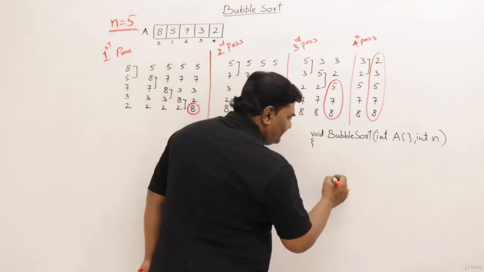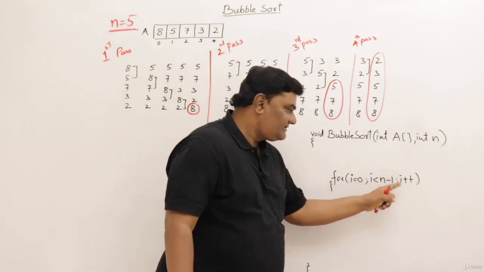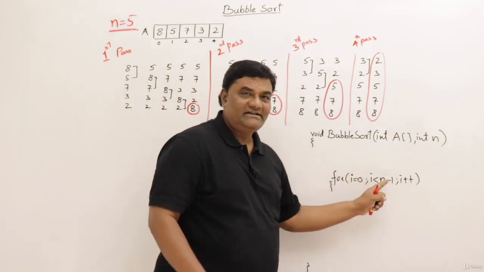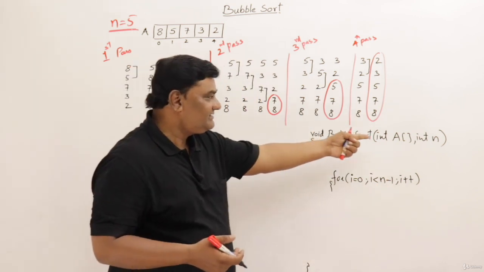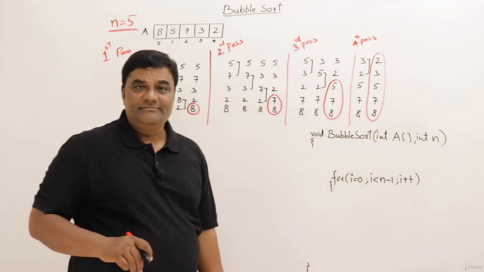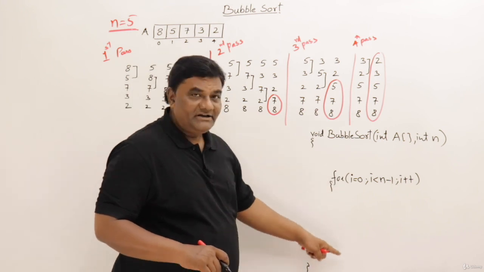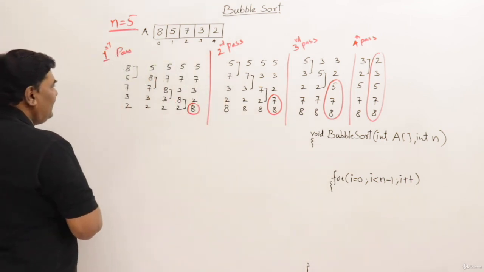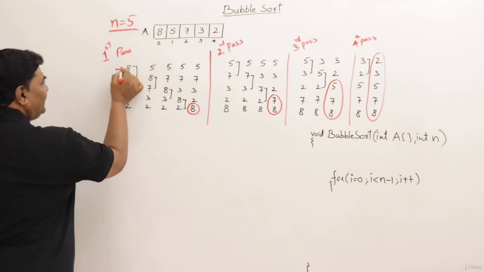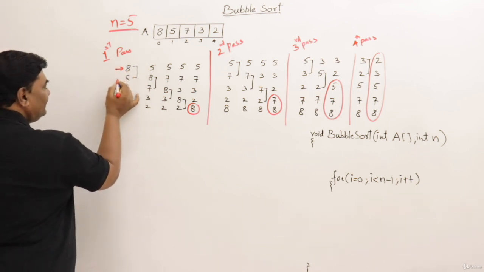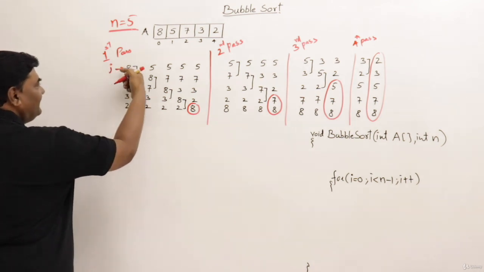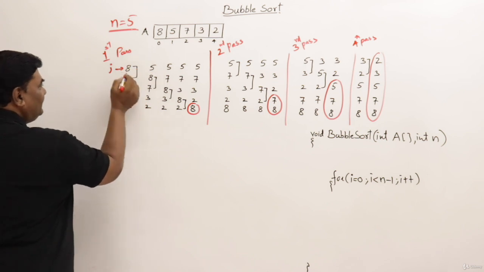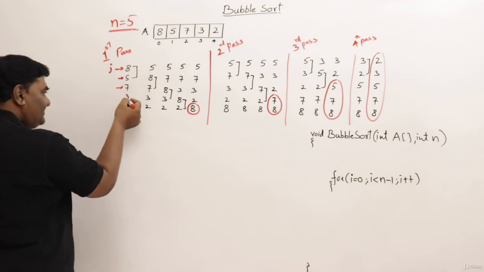So I will write a for loop directly. This for loop is for passes. For i assign 0, i less than n-1. If there are n elements, then we have to perform n-1 passes, so this will repeat n-1 times. Then in each pass, what do I have to do? I have to compare this element with the next element. If this is j, then compare it with j plus 1. Then again bring j here and j plus 1, then j here, then j plus 1.